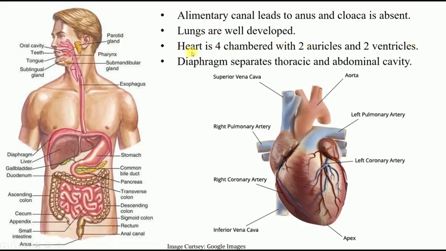The next character is that the heart is four chambered, and here you can see the diagram of the heart. It consists of two auricles and two ventricles, and there is complete separation of the oxygenated and deoxygenated blood among mammals, which is again a characteristic feature. Thus there are a total of four chambers, two auricles and two ventricles, and these auricles and ventricles are separated by a septum.